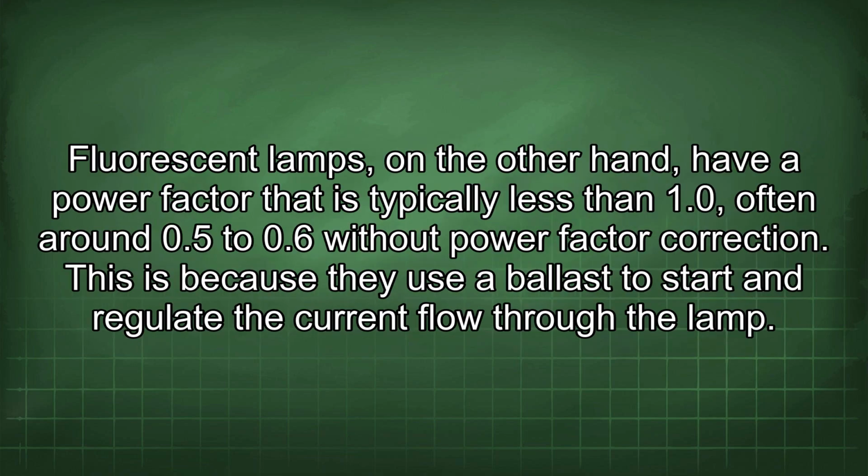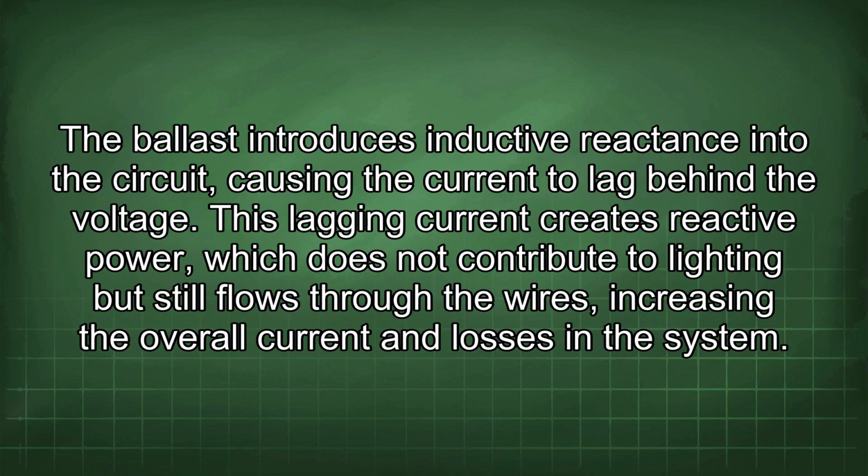Fluorescent lamps, on the other hand, have a power factor that is typically less than 1.0, often around 0.5 to 0.6 without power factor correction. This is because they use a ballast to start and regulate the current flow through the lamp. The ballast introduces inductive reactance into the circuit, causing the current to lag behind the voltage. This lagging current creates reactive power, which does not contribute to lighting but still flows through the wires, increasing the overall current and losses in the system.